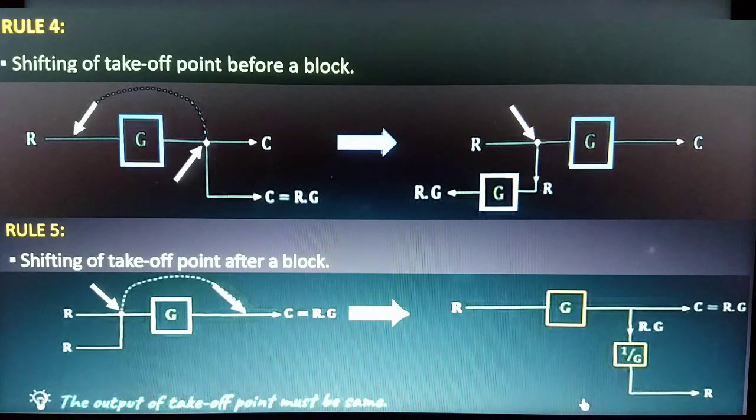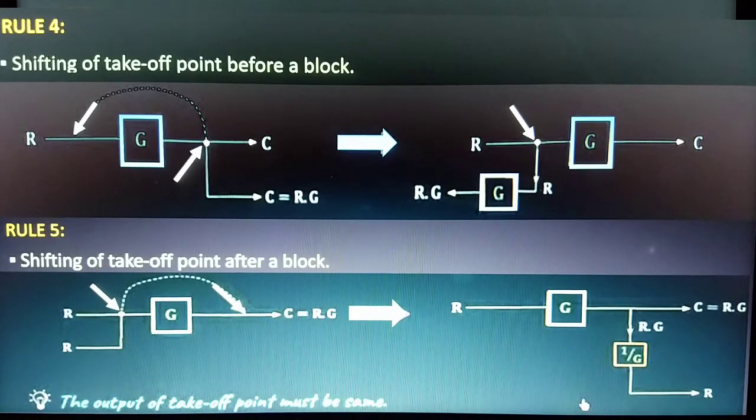So it will be C, which is equal to RG. So the output of this takeoff point is equal to RG. But before, the output of this takeoff point was equal to R. So in order to maintain the output of this takeoff point, we need to make this equal to R, and for that sake we need to multiply this takeoff point with a block of gain 1 over G, and then the output of this takeoff point will be equal to R as it was previously.